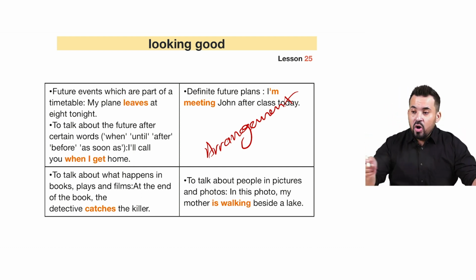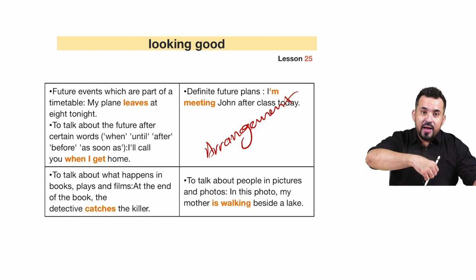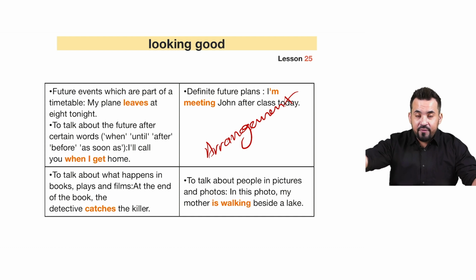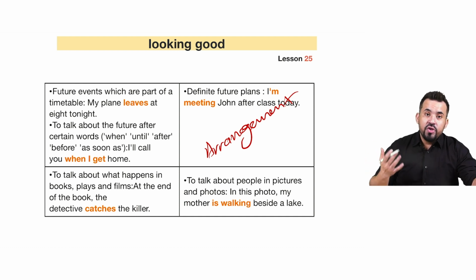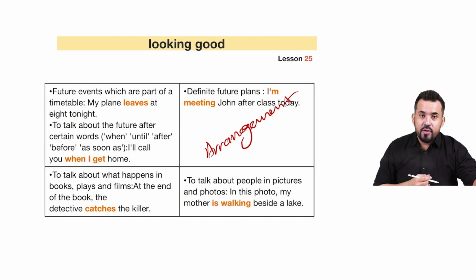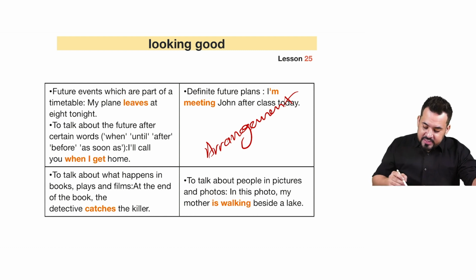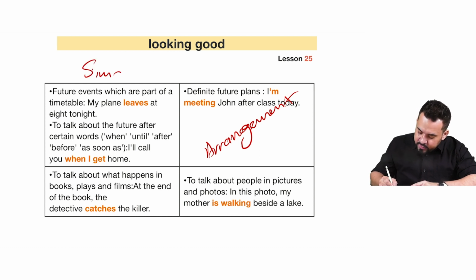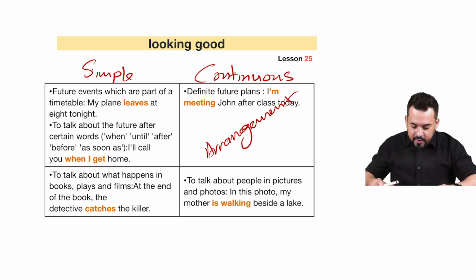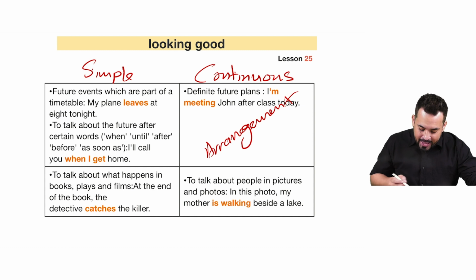I already confirmed it. Or I'm having lunch after my meeting. So we use the present continuous to talk about future arrangement. Let's see. Next use for the present simple. Okay, just so you won't get confused, this is still the simple and this is still the continuous.